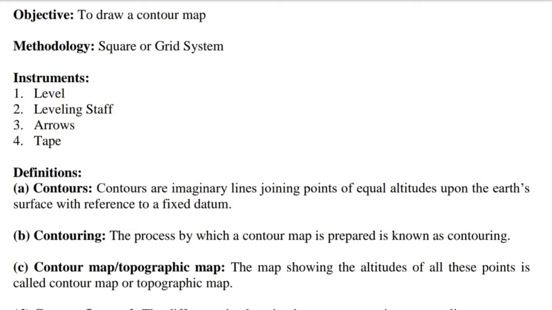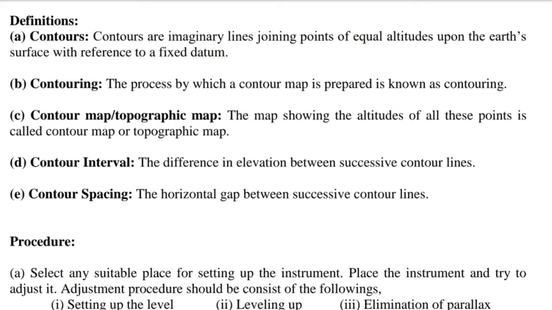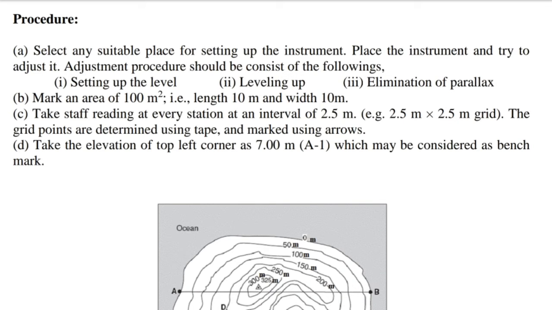C. Contour map or topographic map. The map showing the elevation of all these points is called a contour map or topographic map. D. Contour interval. The difference in elevation between successive contour lines. E. Contour spacing. The horizontal gap between successive contour lines.